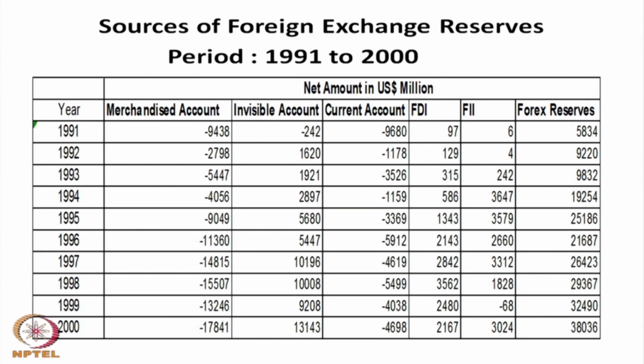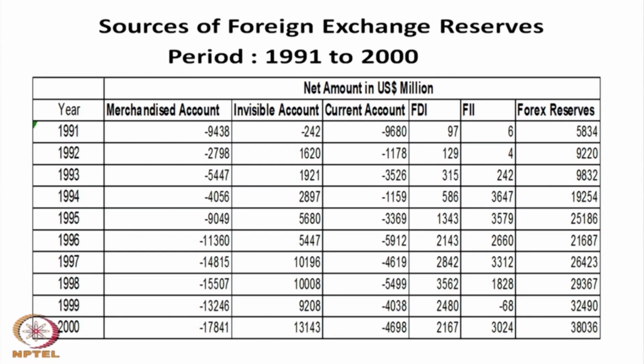So, if you analyze the foreign direct investment, portfolio investment and also the foreign merchandise investment over the years, let us have a look at how the sources of foreign exchange developed over the years. Let us start from 91 to 2000, the 10 years series. If you see, the merchandise account was negative in 91, because our exports did not pay for our imports, our imports are more than our exports.